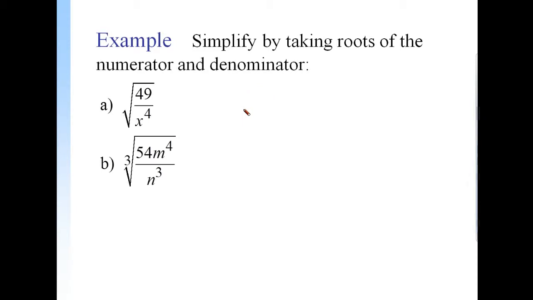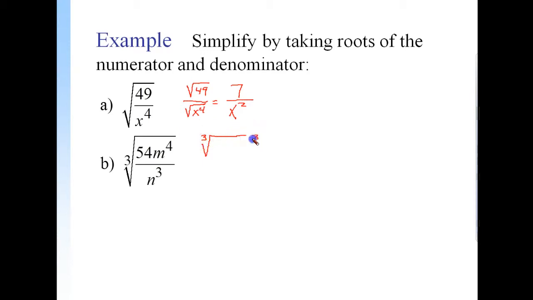So, again, mentally, we're thinking of doing this. The square root of 49 and the square root of x to the fourth. This is going to become 7, and this becomes x squared. You can skip this step, but if you need to write it out, that's okay. Now again, as we do this, sometimes you may have to write it out.